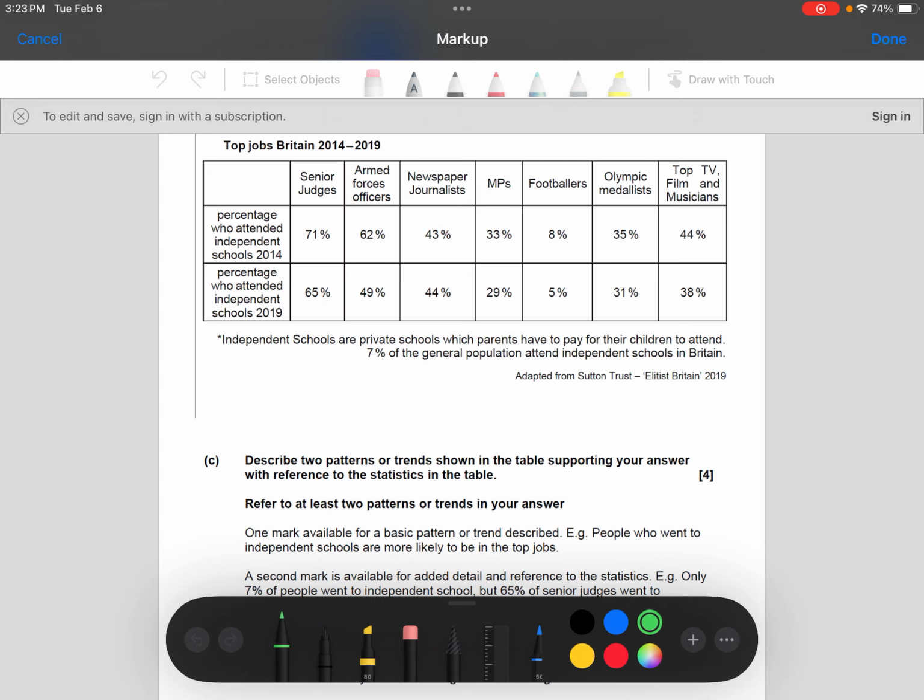So in the most recent assessment, lots of students were good at talking about the statistics, saying, look, 71% became senior judges. But what we found was that lots of students were not specifically referring to the different groups mentioned or writing in a full way. And what I mean by this is where it says describe 2 patterns or trends shown in the table, the sorts of answers that we kept on getting, I will show you just now.